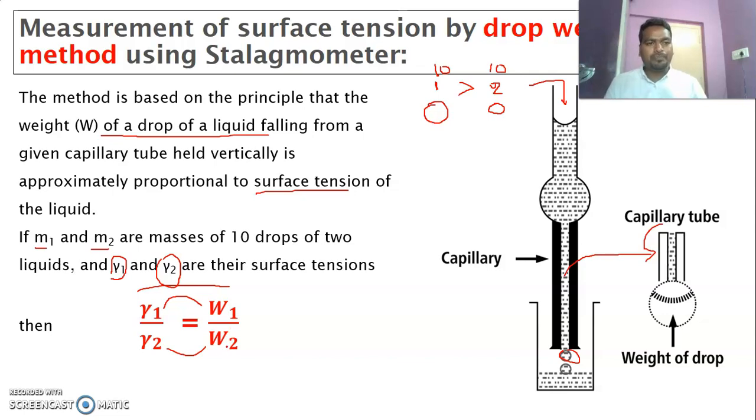This is a formula we are going to use to calculate the surface tension. Just like the viscosity determination which we have done in the Ostwald experiment, here also we are going to take two liquids. We are going to use one reference liquid. By knowing the surface tension of one liquid, we are going to calculate the unknown sample, just as with viscosity. This is the formula we are going to use to calculate.